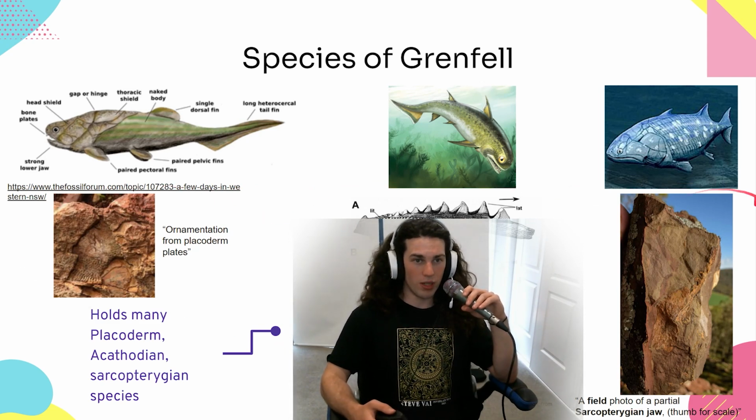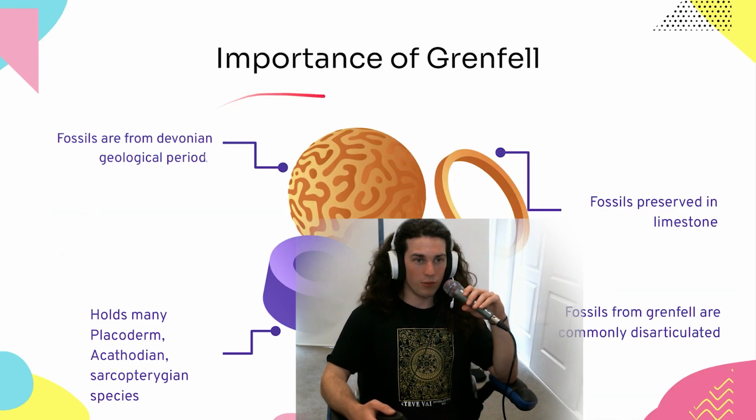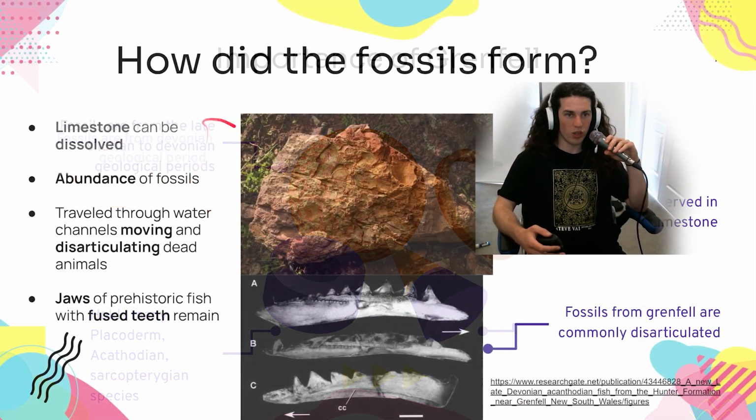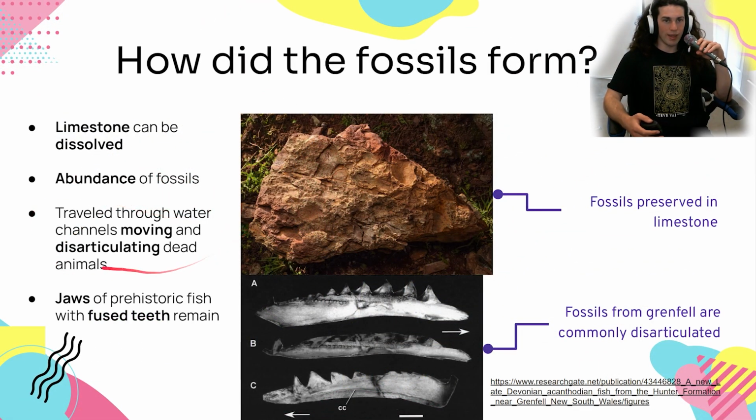Within the Devonian period, when a fish would have died within the Grenfell area, its remains would travel through border currents to a sedimentary bed. In this process, scavengers would tear the fish apart for any food, leaving only the bones and cartilage, and they'd be disarticulated. Once these reached the beds, the fossils would be cemented in limestone.